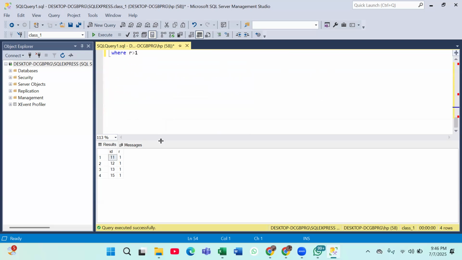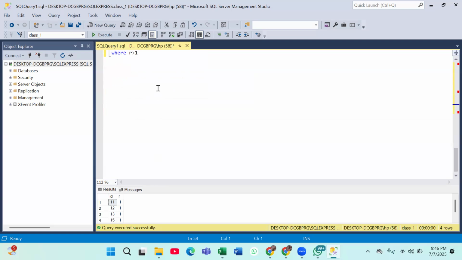So I will be teaching you about lead and lag now, and then we'll do some more questions related to window function. Okay. How many of you have completed basic Strata Scratch questions?